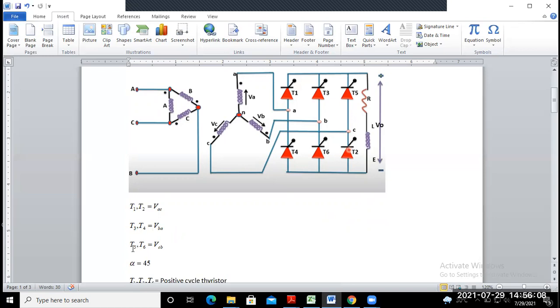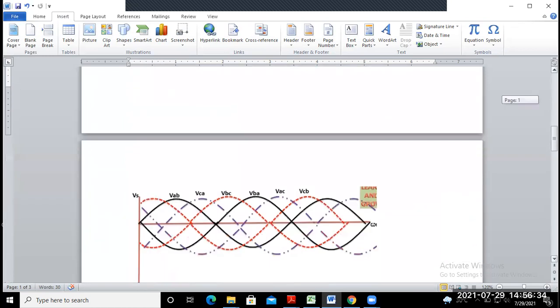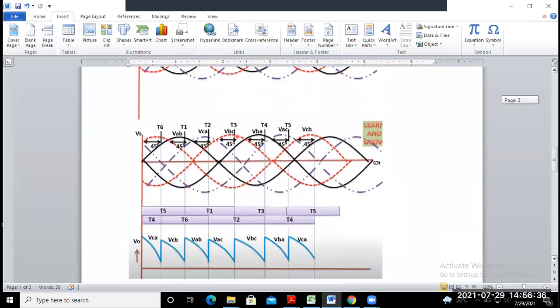That means T5 is your positive half cycle, so this one represents Vc, and T4 is your negative half cycle, so this one represents Vb. So when T5 and T4 conduct, that voltage is represented by Vcb, that is Vc minus Vb. Is that clear? So when T5 and T4 conduct, the output voltage is represented by Vcb.